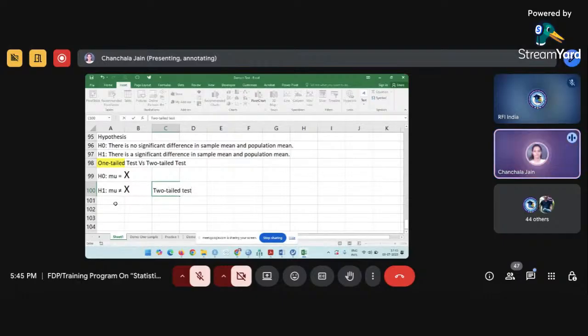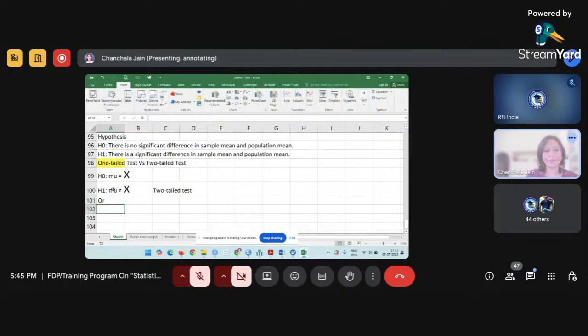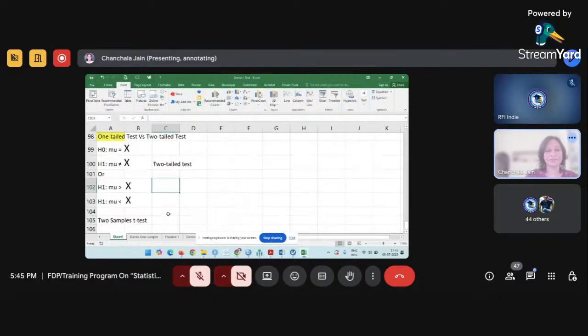Because here it is quite clear, I'm only saying there is a significant difference, but I'm not saying clearly whether the difference is greater than or less than, right? Other way around, if I am writing my alternative hypothesis like this, I can say it is a one-tailed test, because here clearly I'm saying whether the population mean is greater than or less than the sample mean, right?